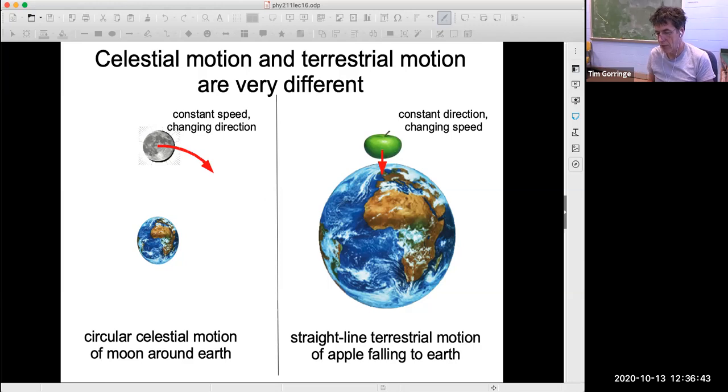Some other things that are different. The moon is actually traveling at constant speed as it circles around the Earth in its orbit. The apple, on the other hand, is getting faster and faster and faster as it falls towards the Earth along its path. So the motion of the moon and the motion of the apple are very different. One is uniform speed, circular motion, and the other is changing speed, straight line motion. In some sense, they couldn't be more different. Straight line versus a circle. Speeding up versus constant speed. What could be more different than that? So our starting point here is that the celestial motion of the moon and the terrestrial motion of the apple are very different types of motion. What could be common about these different types of motion?